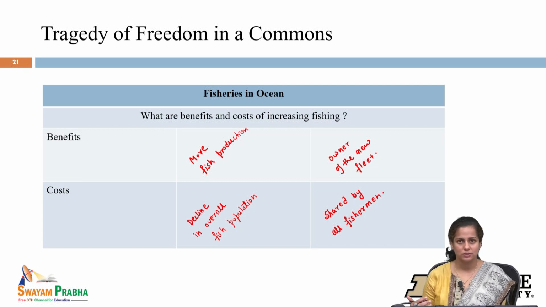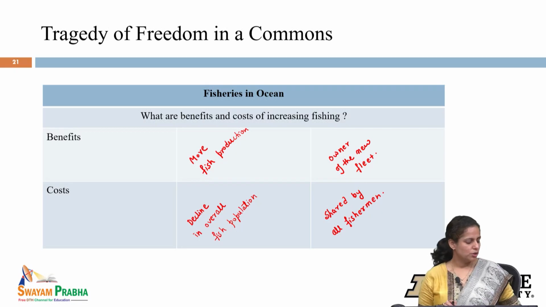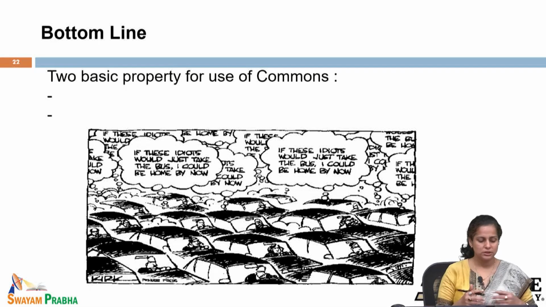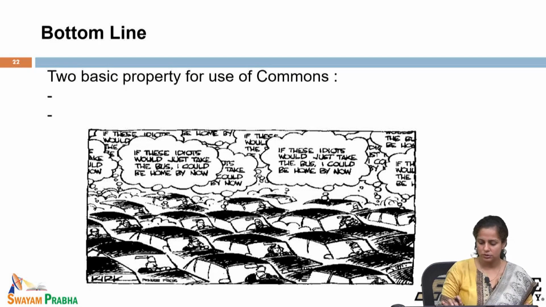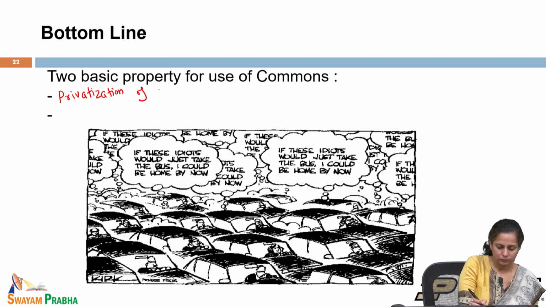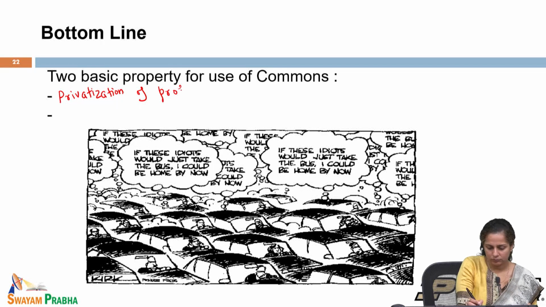the ecological system. So when we think about the basic property that is leading to tragedy of commons, the first thing we think about is privatization of profit, and the second thing is public sharing of cost.